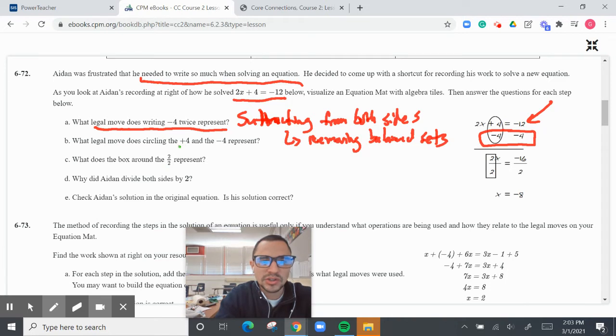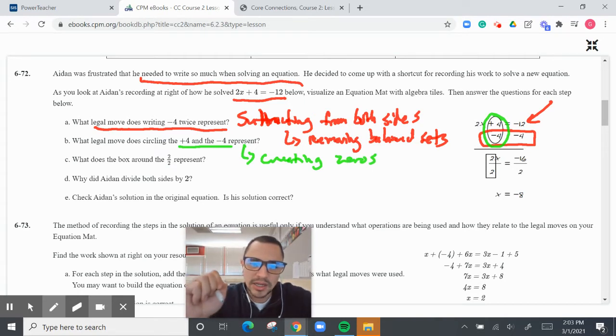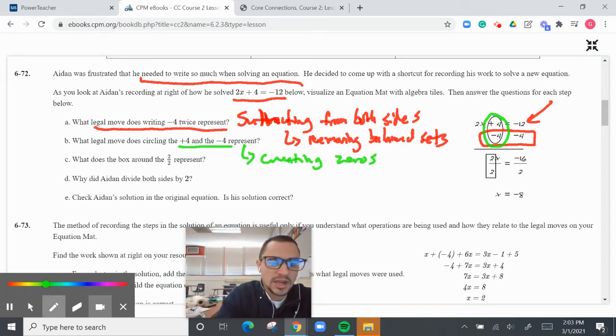What legal move does circling the positive 4 and the negative 4, which is right here, represent? What is that move? Well, that's creating a 0. We're creating zeros. We're combining like terms to create a 0, whatever you want to say, but that is what we're doing here.